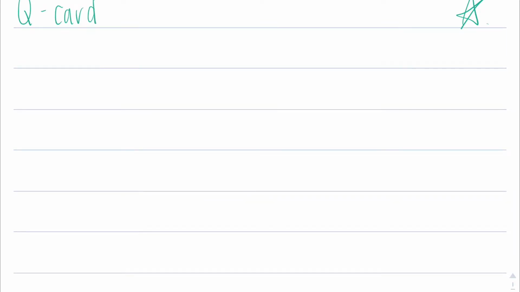Next, on the left-hand side, you need to label this what type of card it is. So this will be a quote card, so you can label it a Q card. Then in the center, you need to decide if this information is going to support your claim or your counterclaim, and you need to write the appropriate C or CC, depending on if it supports your claim or your counterclaim.